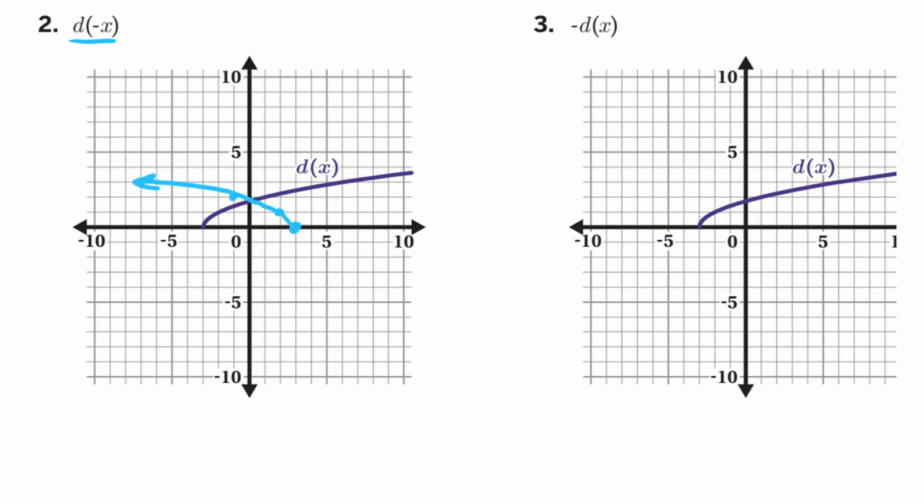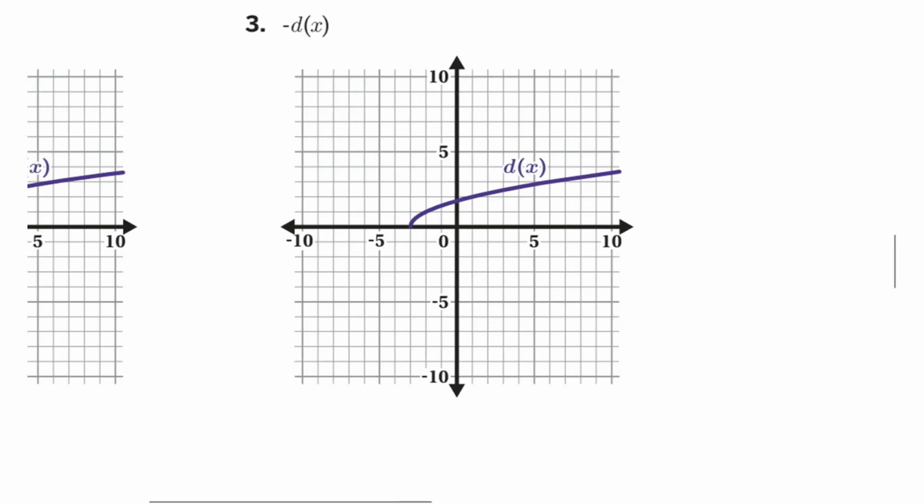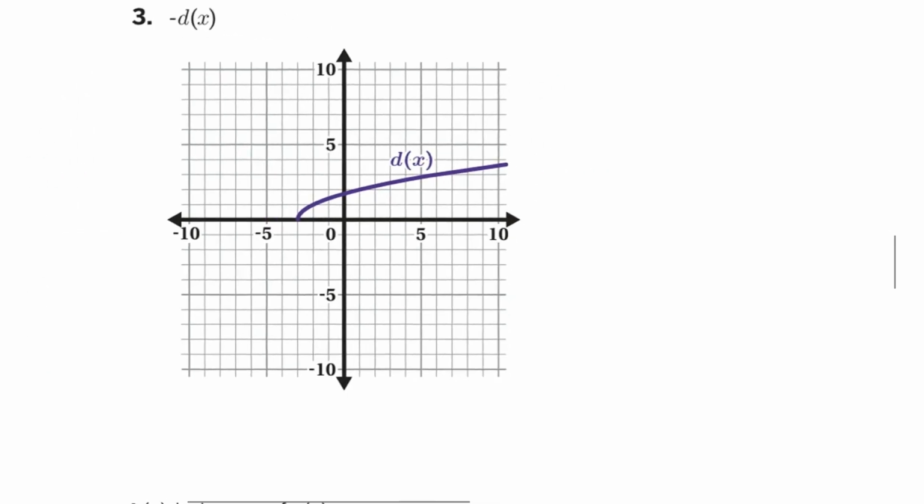We get a function that looks like this that matches. For number 3, we have negative d of x. So d of x is our y values. We're multiplying the y values, or outputs, by -1. That keeps the inputs the same, and we change the y value to the negative version. So this +1 becomes -1, this +2 becomes -2, and so on and so forth. And so we get this function that looks like that.